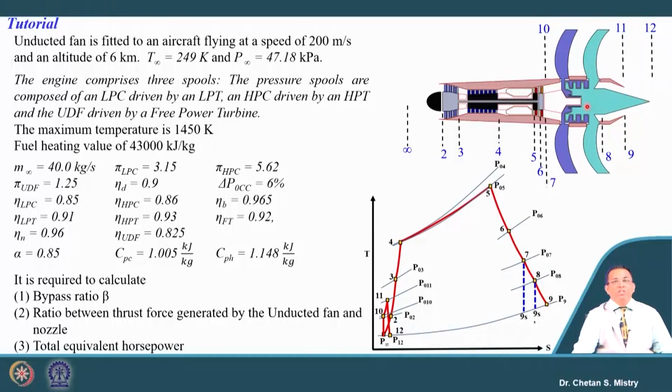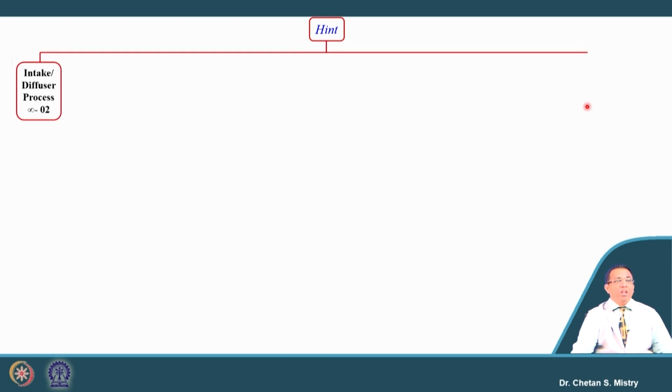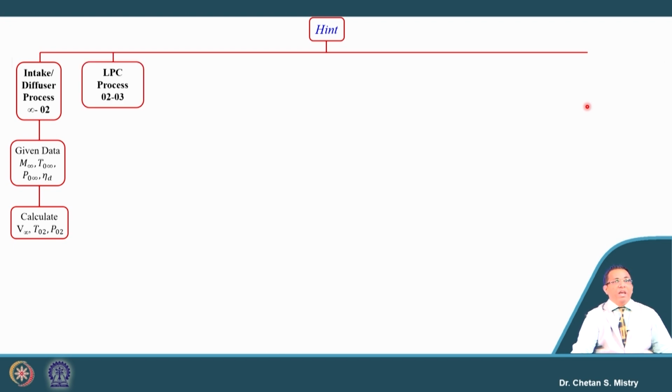Now, let us try to understand how we solve this numerical. We will start with what information is given or known to us. For the intake, we have the flight speed, altitude, pressure, temperature and diffuser efficiency, from which we can calculate the temperature and pressure at the exit of the intake. The next component is our LP compressor. For the LP compressor, the efficiency and pressure ratio are given, so we can calculate the outlet pressure and temperature from the LP compressor.